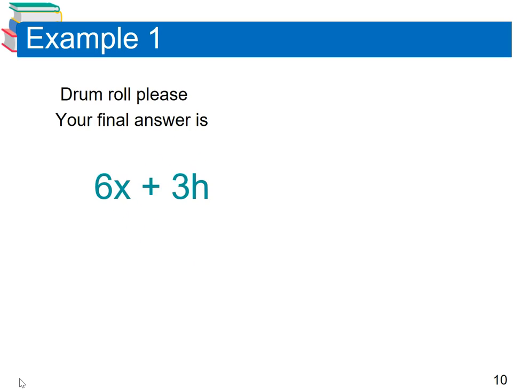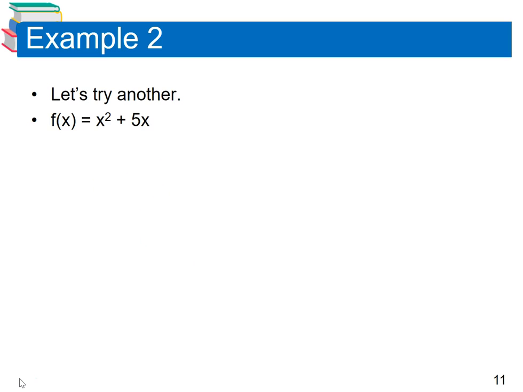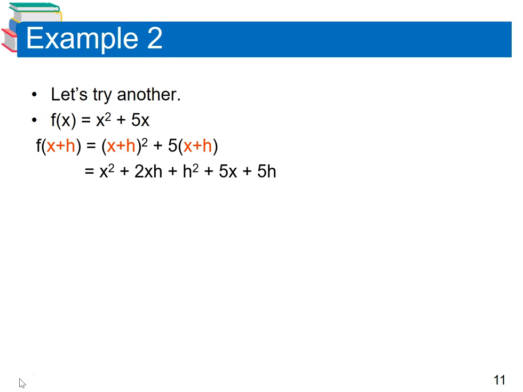All right, we do one more example, and then I'm going to turn you guys loose. All right, here's another one, slightly more complicated. X squared plus 5x. So first step, I'm going to replace all the x's with x plus h. So if I do that and then FOIL that out, x plus h squared, and then distribute the 5 across.